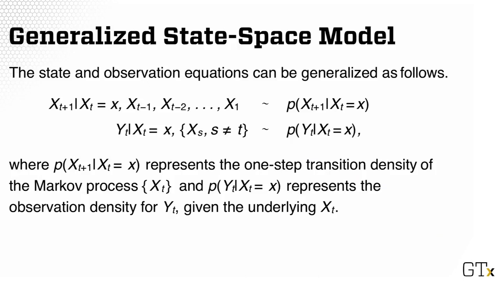The state space model introduced in the previous slide is the simplest representation of a state space model. We can generalize this model by modeling the conditional distribution of the observed time series y_t given the hidden time series x_t with a more general distribution which represents the observation distribution. Similarly, we can describe the one-lag dependence of the hidden process x_t, or the conditional distribution of x_{t+1} given x_t, with a more general distribution, which represents the one-step transition density of the Markov process.